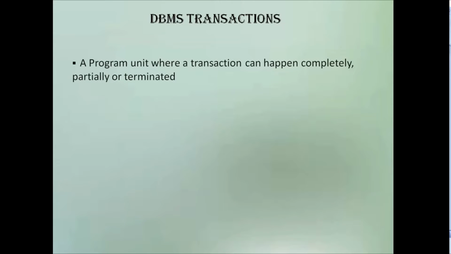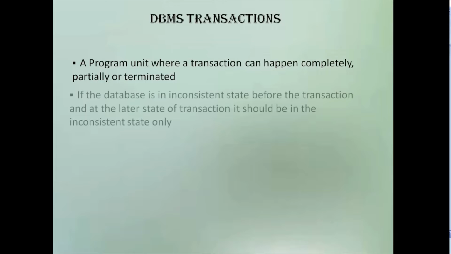DBMS transactions. A program unit which can happen completely, partially, or be terminated is called a transaction. Let's take an example. We go to an ATM and withdraw money or process any other option in the ATM successfully; that is called a completed transaction. Else, if due to a server issue the process fails, then it is terminated. And when the process happens but the resultant output is not generated, then it is a partial transaction.